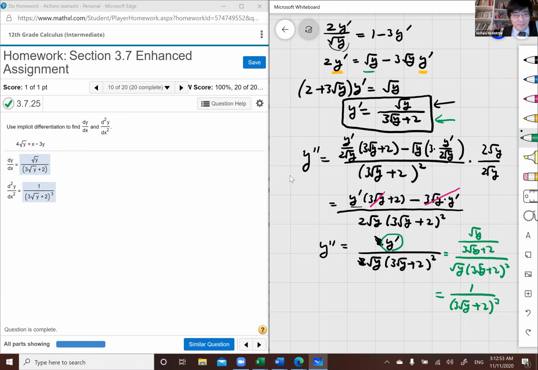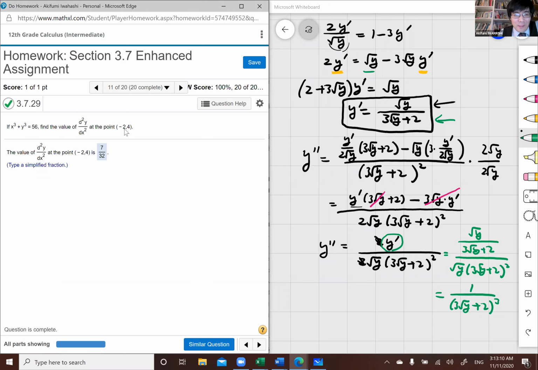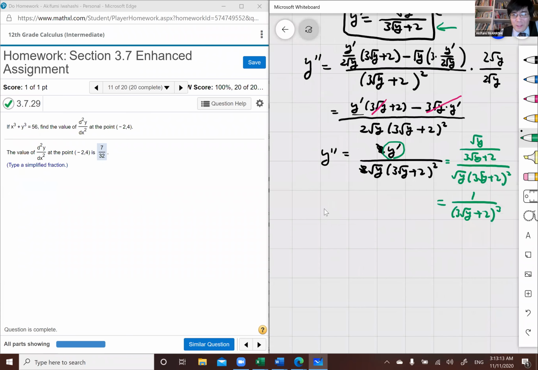Okay, again, now you need to find the second order derivative and you need to find the exact value at (-2, 4). So this question has one extra step, which is after you find y double dash, you plug in the values: x is -2, y is 4. But this expression is much nicer than the previous question, so it shouldn't take much time.